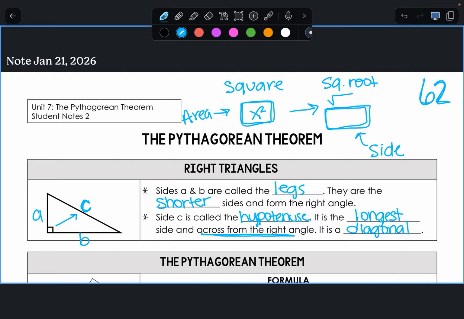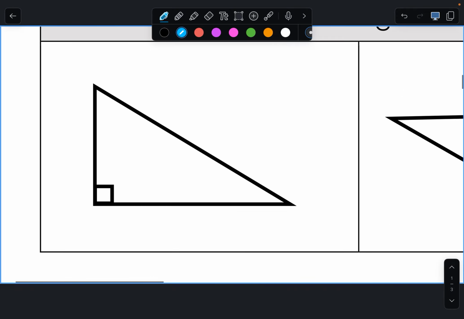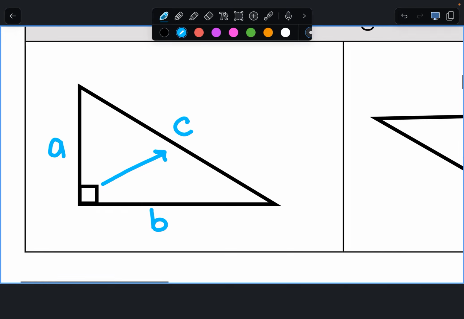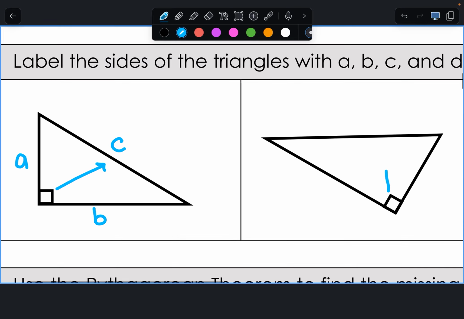Now, the next four examples, it says label the sides of the triangles with A, B, and C, and then draw an arrow from the right angle to the hypotenuse. Okay, so easiest side will always be side C, which is the hypotenuse. You find your right angle, and across from it will always be side C. Now from there, it really does not matter which one is A and B. I like the shortest side to be A, and the middle to be B. Okay, but C will always be in the same location.